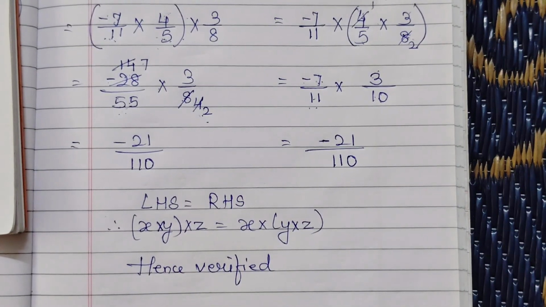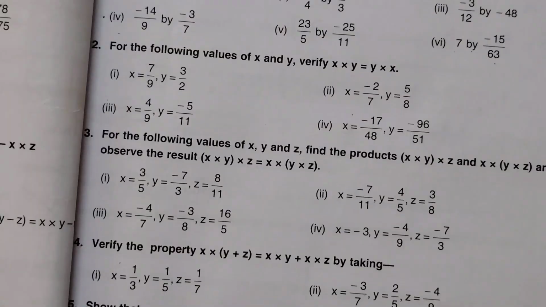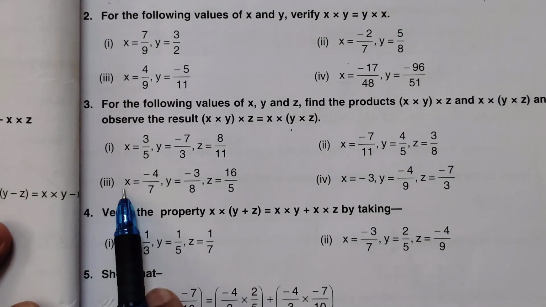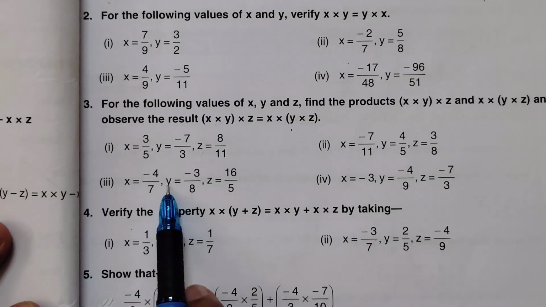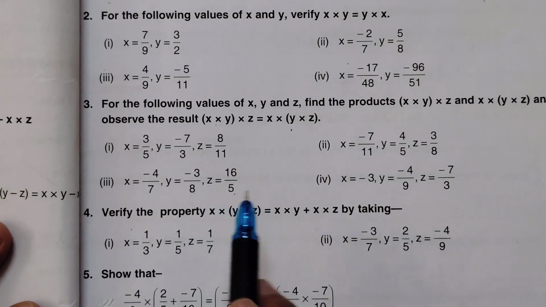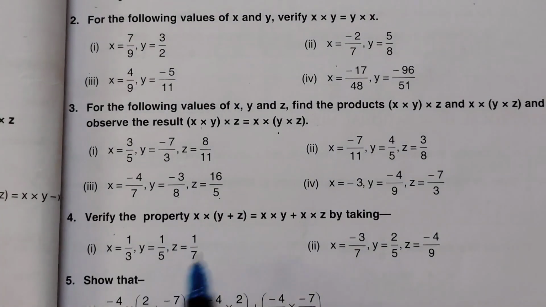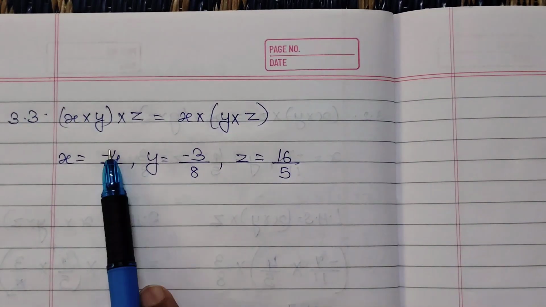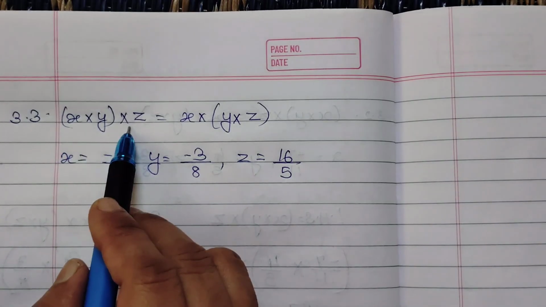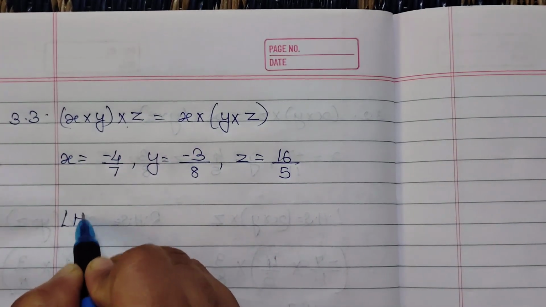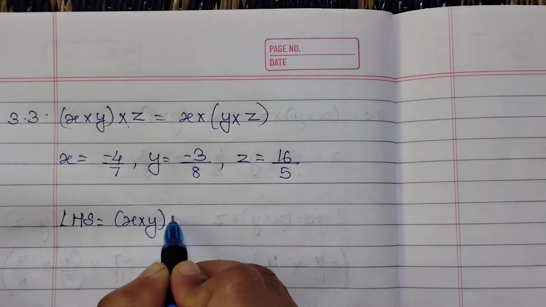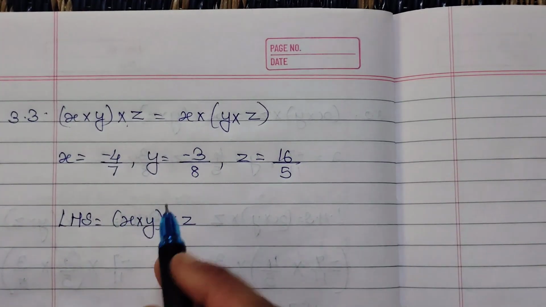Okay, now let's go to the next question. Same we have to prove. Values of x is equal to minus 4 upon 7, y is equal to minus 3 upon 8, and z is equal to 16 upon 5. So let's do 3.3. Okay, so this is the question and these are the values. So first we will do the left hand side. So we'll write LHS is equal to the left hand side, that is x into y into z. Now substitute these values in this.